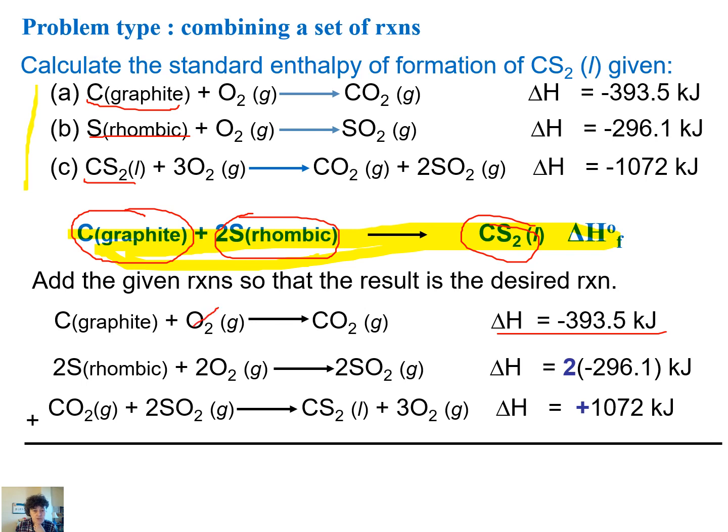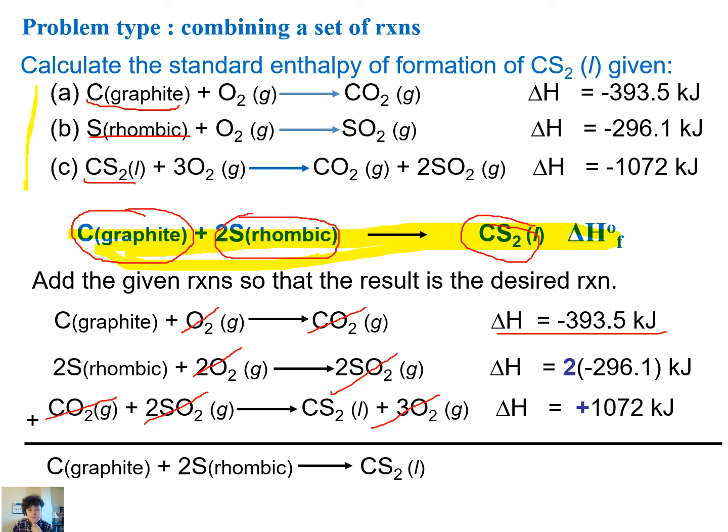So here I have 1 oxygen plus 2 oxygen is 3, and I have 3 oxygen on the other side, so it cancels out. And then I have 1 CO2 and 1 CO2, and that cancels out as well. And then I have 2 SO2 and 2 SO2, and that cancels out. So all that is left is graphite and 2 sulfur, giving me 1 CS2, carbon disulfide. That's exactly what I was looking for. So now that I know that everything is working, I can do the math with the enthalpy and get the total enthalpy.